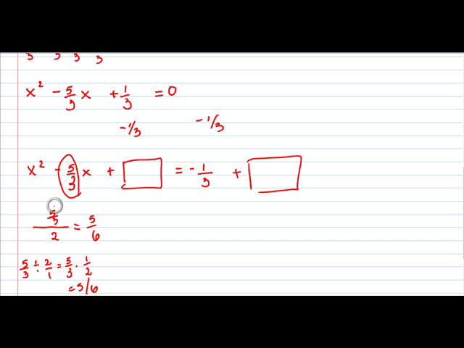Or every time you take a fraction divided by a whole number, all you have to do is take 2 times 3, which is 6. So half of 5 over 3 is 5 over 6. Then you square this number, you have 25 over 36. So I put 25 over 36 here. This is the number I need to make this polynomial perfect.